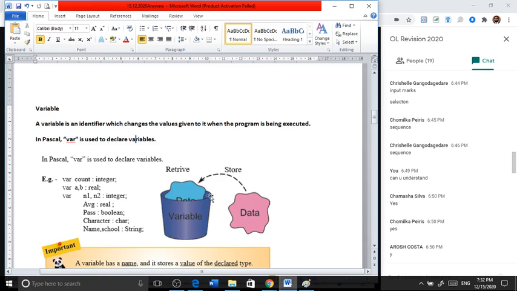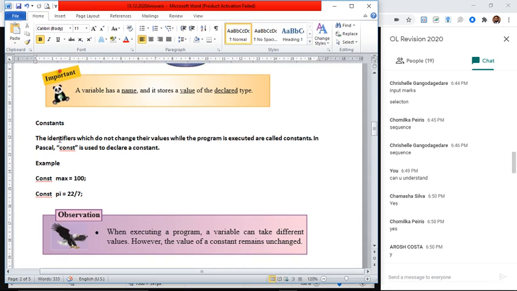Right, we'll go to our notes. Constant. What is constant? Constant means it's an identifier whose value is not changing when the program is executing. Program එක execute කරද්දී ඒකේ value එක වෙනස් වෙන්නේ නැහැ පුතා. Constant එකක value එක වෙනස් වෙන්නේ නැහැ.